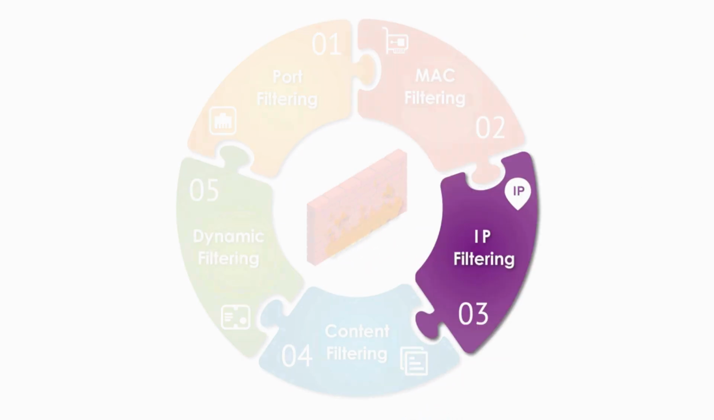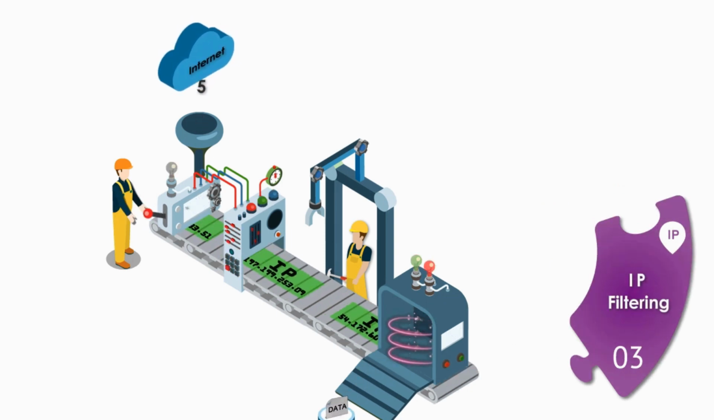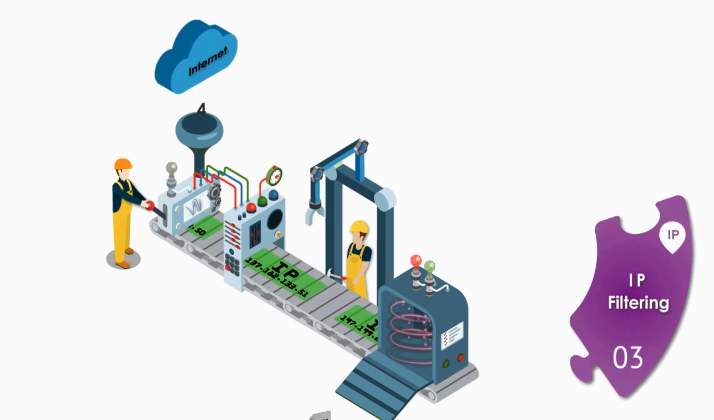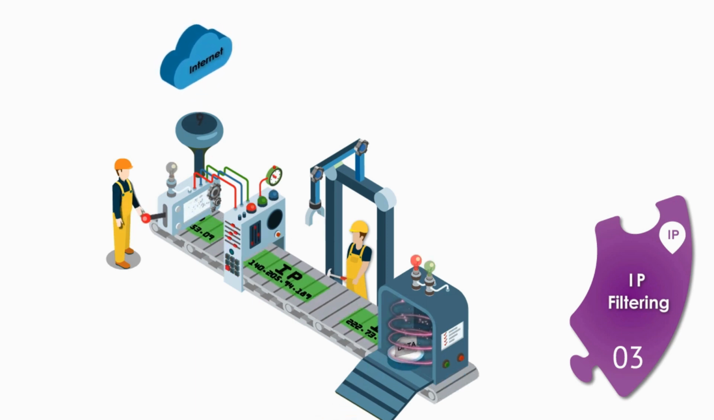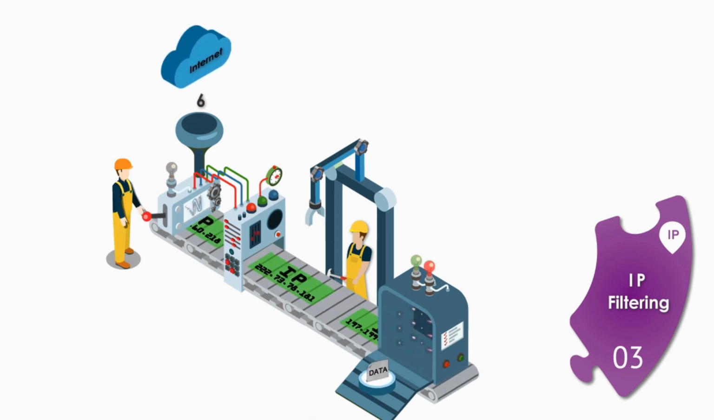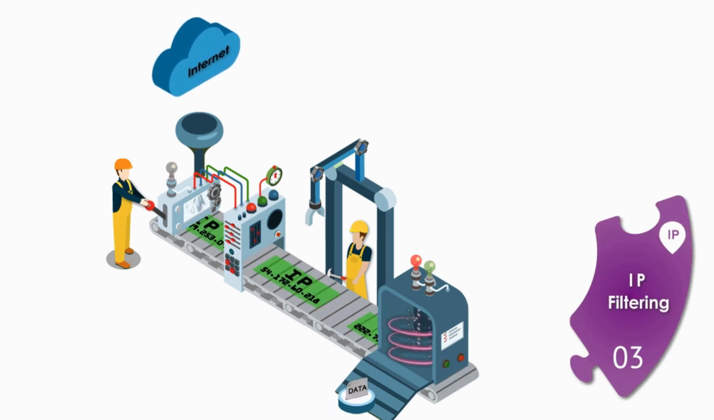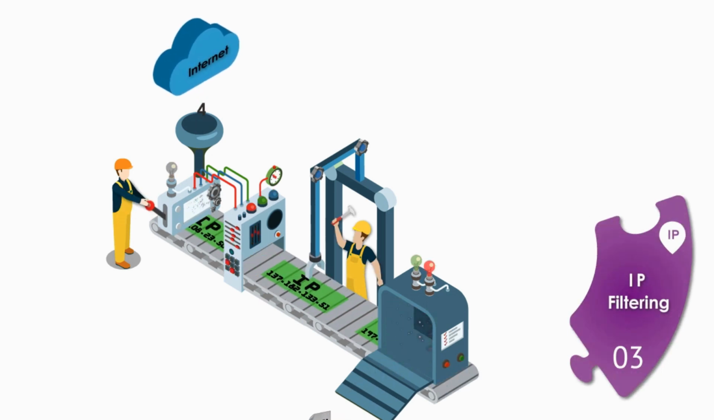Number 3 function is IP filtering. IP filtering is also called packet filtering. It blocks the packets based on layer 3 IP address. IP filtering will block incoming or outgoing packets from a particular IP address or range of IP addresses.